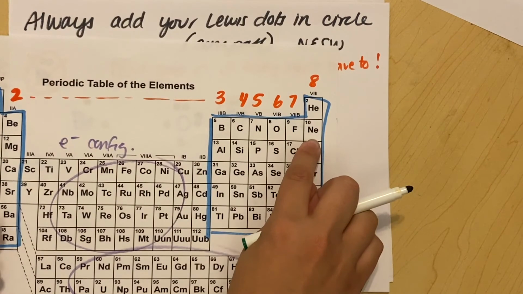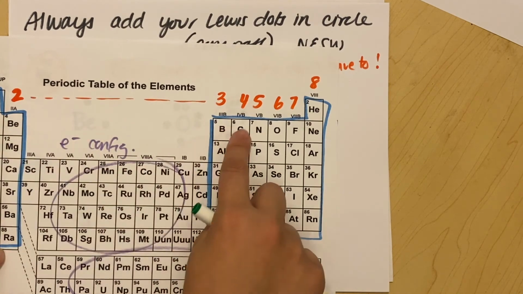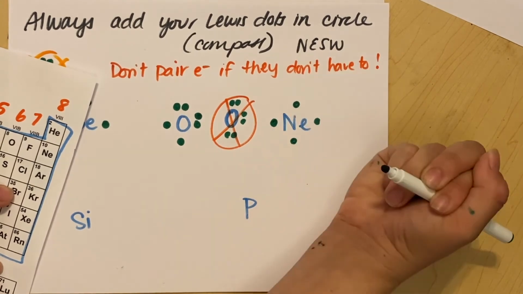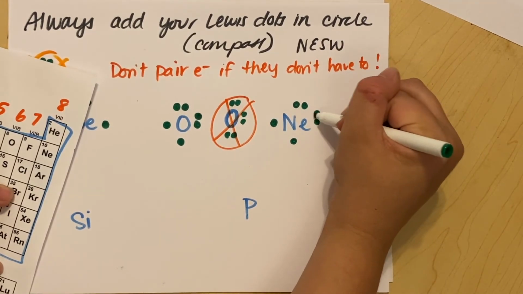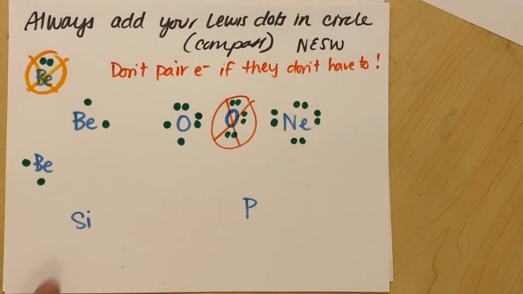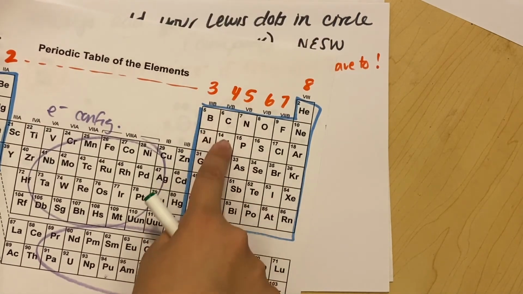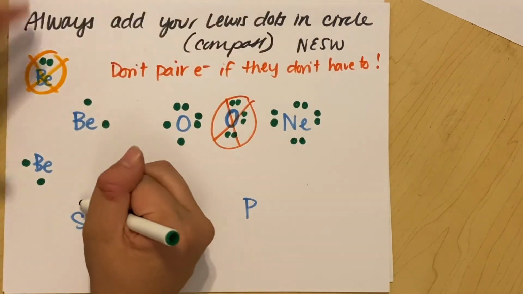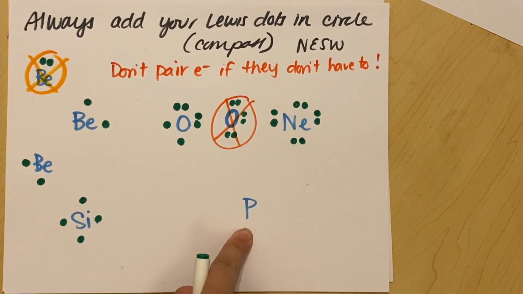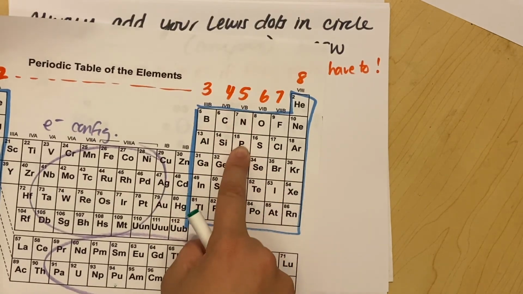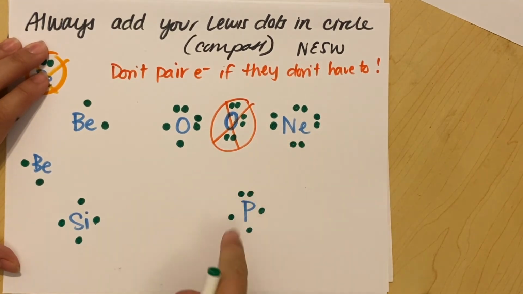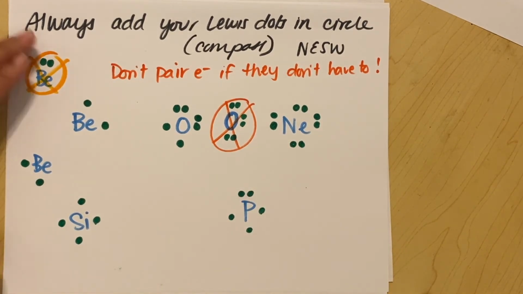Next is neon. Right here, it's 8 across. 1, 2, 3, 4, 5, 6, 7, 8. So neon goes 1, 2, 3, 4. Now to start pairing up, 5, 6, 7, and 8. Okay, Lewis dot structure there. Silicon is in group 4b. So 1, 2, 3, 4. And phosphorus is in group 5b. So 1, 2, 3, 4, 5. I only pair up those 2 at the top. All right, that's Lewis dot.